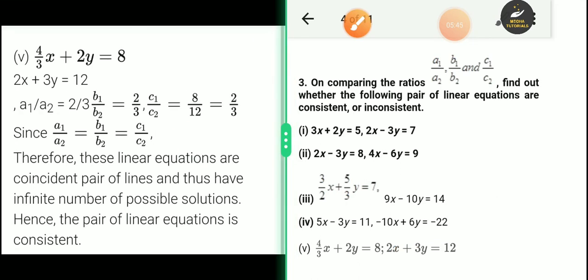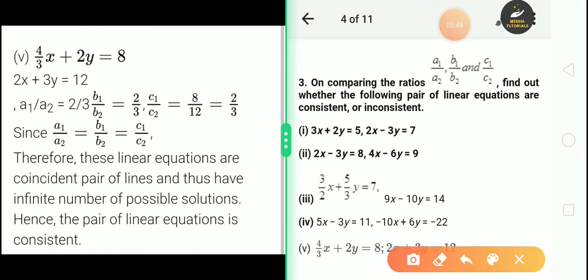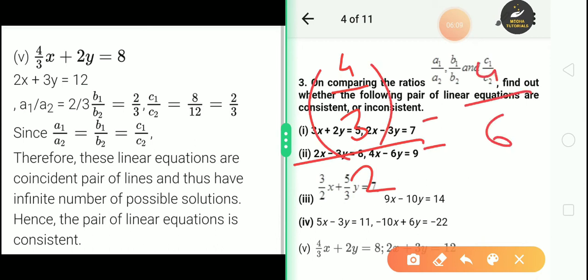Question 5. The equations are 4/3 x plus 2y is equal to 8, and the second equation is 2x plus 3y is equal to 12. Take the values of a1, b1, c1 and a2, b2, c2 and find the ratios. So a1 upon a2 is equal to 4/3 upon 2. So you can write 4/3 upon 2 as 4 upon 6, and after simplification you get 2 upon 3. So a1 upon a2 is equal to 2 upon 3.